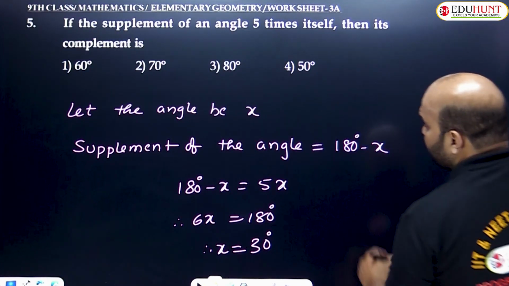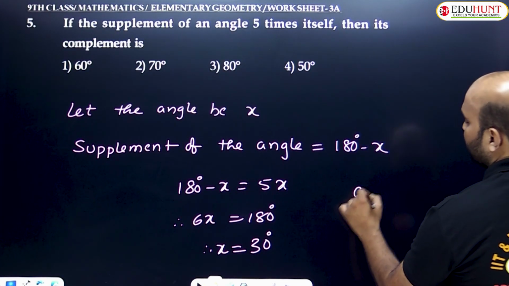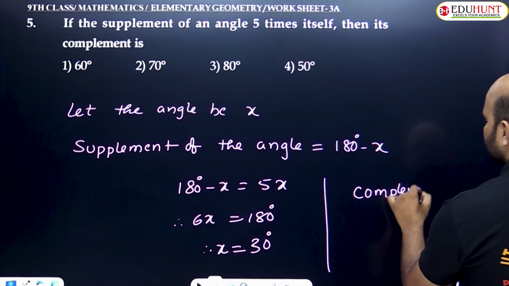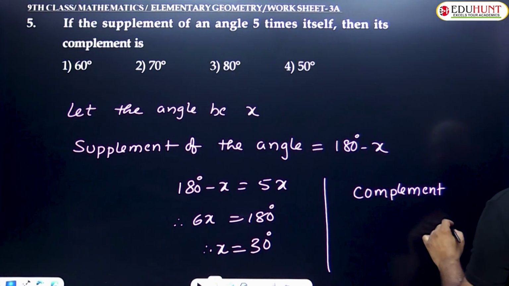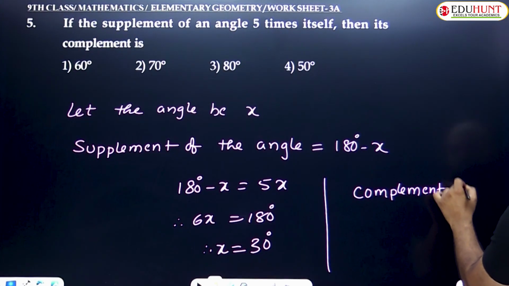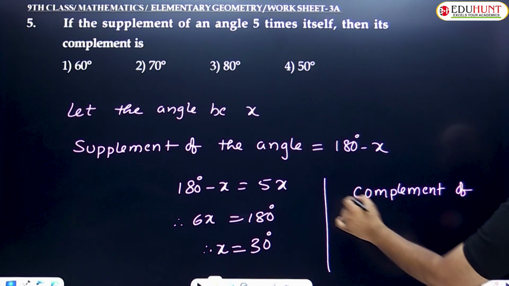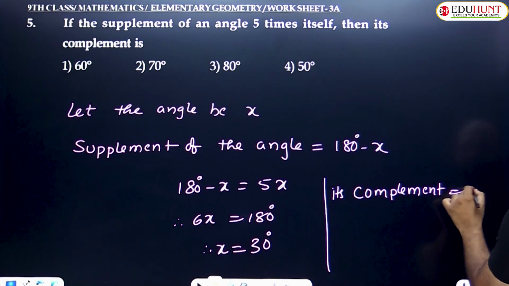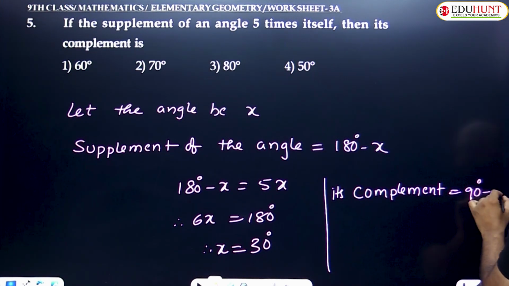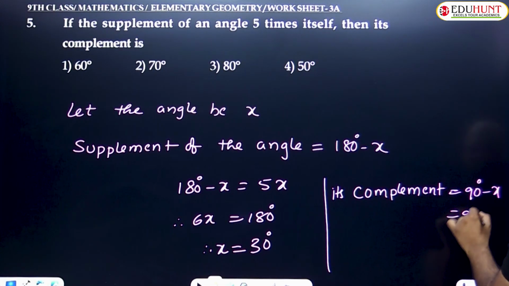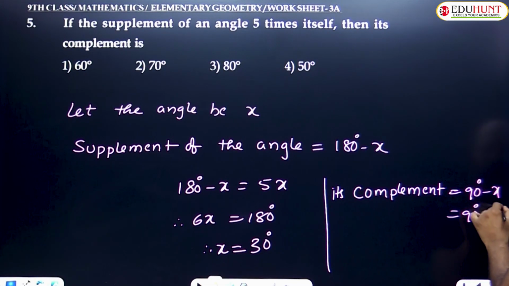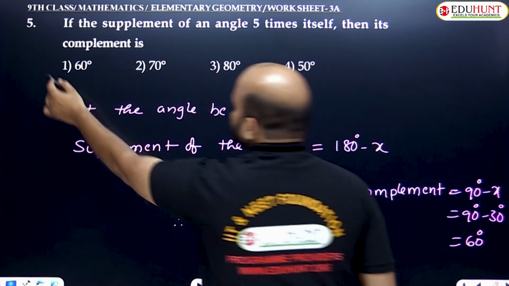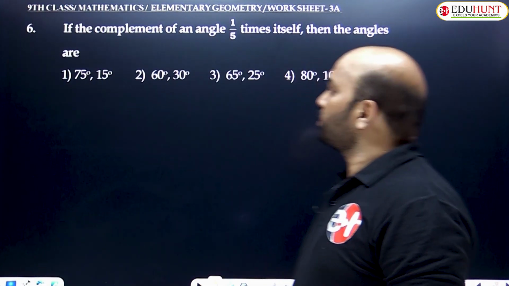So what is the next step? The question is asking for the complement angle, directly its complement. So its complement equals 90 degrees minus x, which is 90 degrees minus 30. What is the answer? 60 degrees is the right answer. Option 1 is the right answer. Am I clear? Let's go to question number 6.